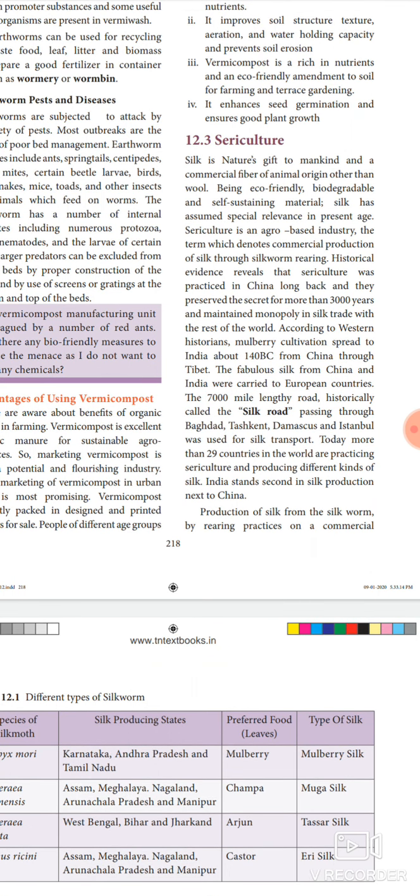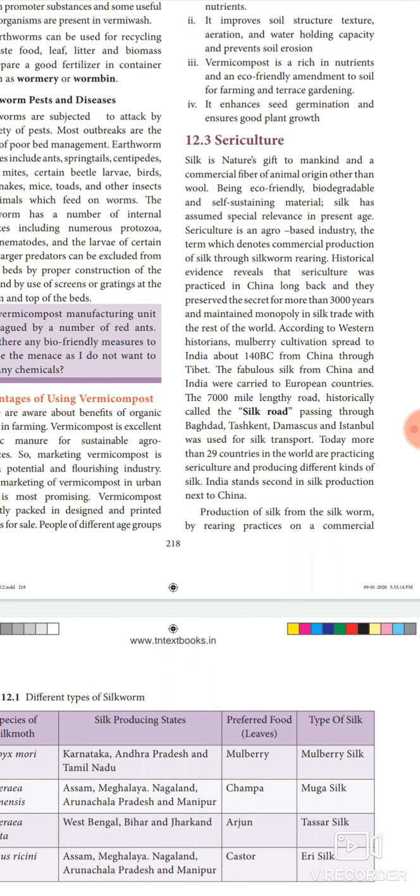Historical evidence reveals that sericulture was practiced in China long back, and they preserved the secret for more than 3000 years and maintained a monopoly in silk trade with the rest of the world. That means China alone introduced this sericulture method and kept the secret. It would not tell any other country how to cultivate silk.